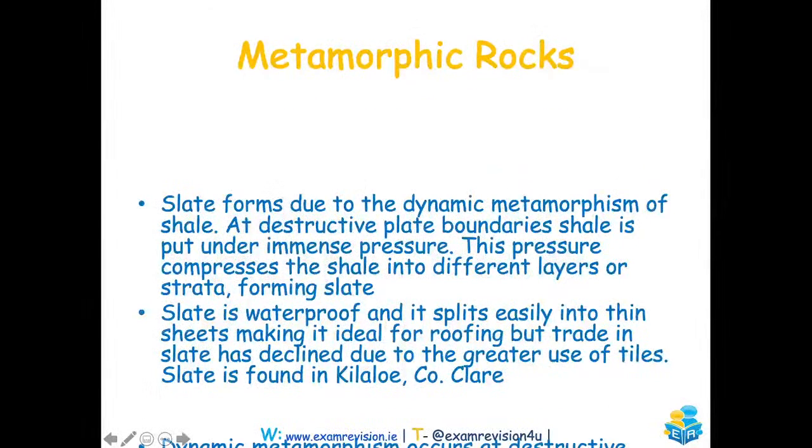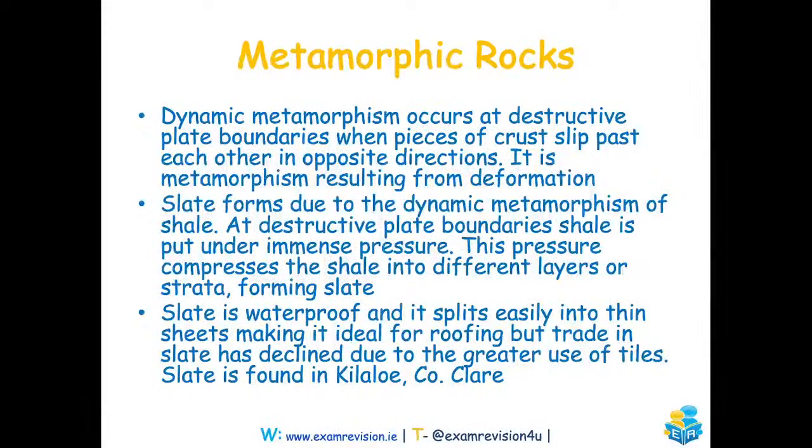Okay. Dynamic metamorphism occurs at destructive plate boundaries, where pieces of crust slip past each other in opposite directions, and is metamorphism resulting from deformation. Slate is an example of a metamorphic rock, and it forms because of dynamic metamorphism of shale. At destructive plate boundaries, shale is put under immense pressure, and the pressure compresses the shale into different layers of strata, which form slate. Strata is layers, like we said earlier on.